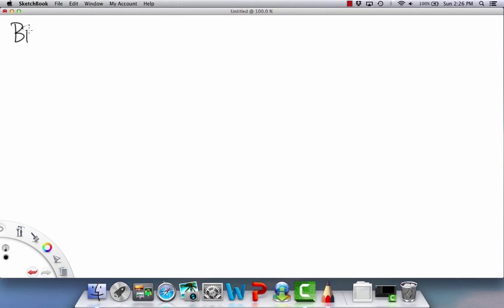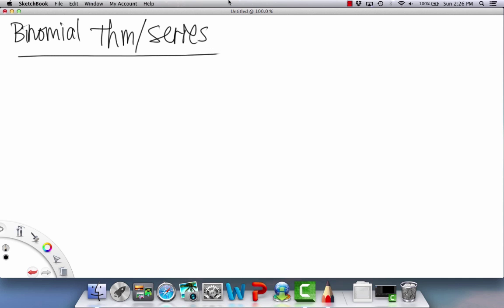Sometimes. So now we're going to go over the actual theorem, the binomial theorem / series. Let's say you have forms like this: r plus s to the a power. I guess that's binomial form. That's just the name given to it.